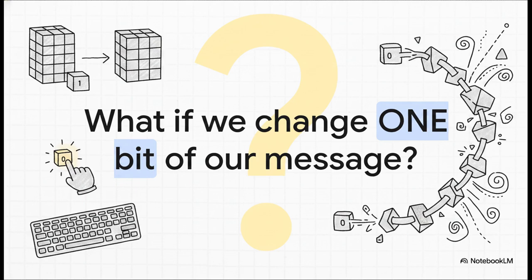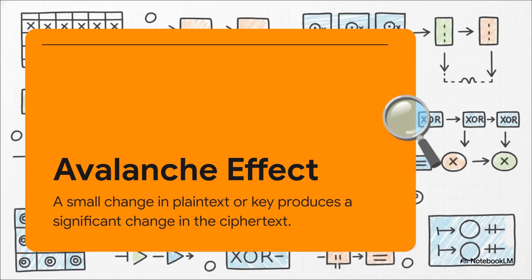Does it look mostly the same? Well, if the output looked mostly the same, an attacker could easily use those tiny variations to make educated guesses. To prevent this, our cipher absolutely must have what's called the avalanche effect. This is a highly desirable property, where a tiny change in either the plaintext or the key produces a massive, significant change in the ciphertext. Think of it like a tiny pebble starting a massive avalanche on a snowy mountain.